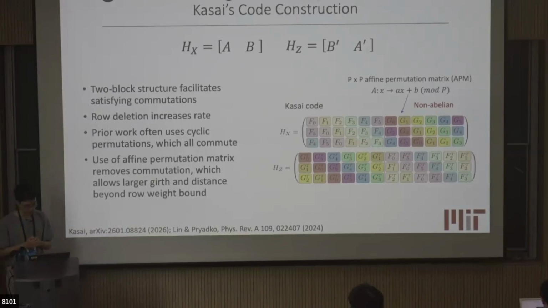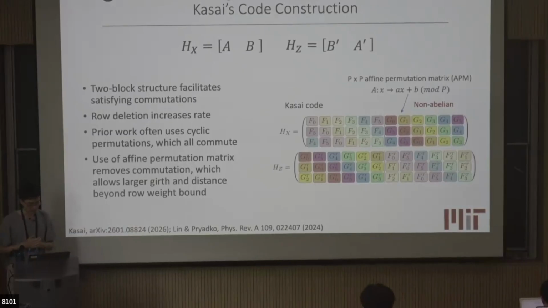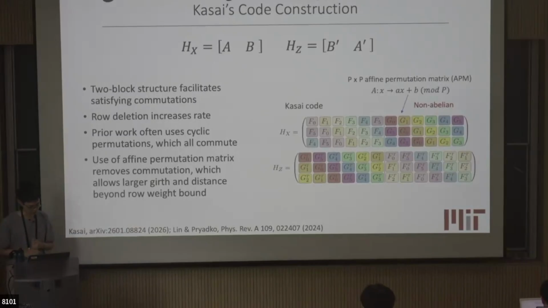This use of affine permutation matrices makes it a lot easier to satisfy the non-commuting things that prevents you from having a low-weight logical operator. One can also design the screening in a way that gives you relatively good girth, and you can then do some further screening for distance.